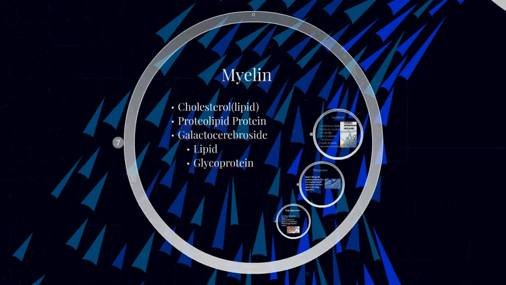Myelin is a combination of lipids and proteins at about a 30 to 50% mix of proteins and 50 to 70% mix of lipids. And in terms of water and solids, it is about 40% water. An example for a lipid is cholesterol, and the example for a protein is proteolipid protein. And a very interesting mix that is used is galactocerebroside, which is both a lipid and a glycoprotein.